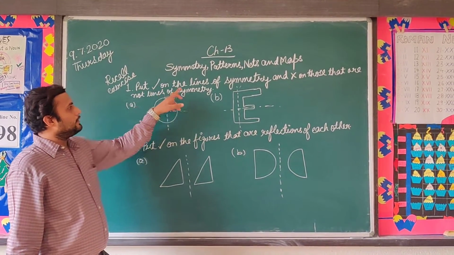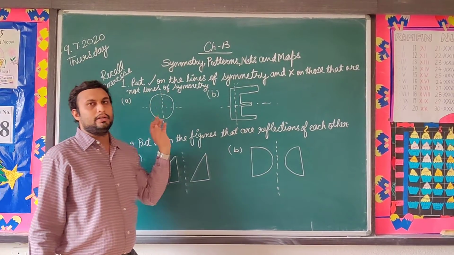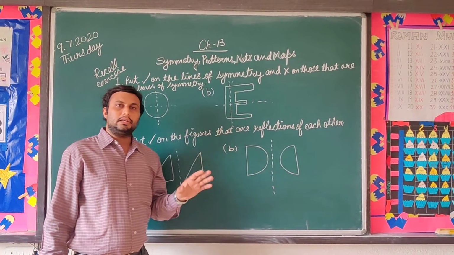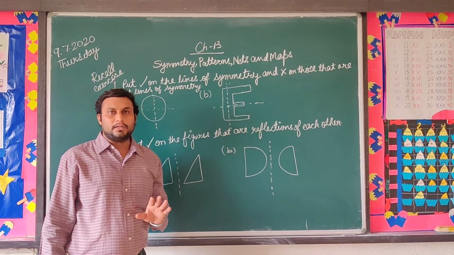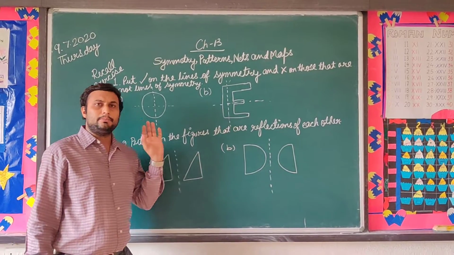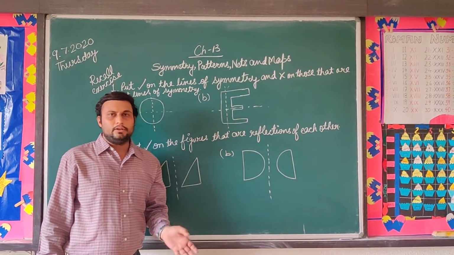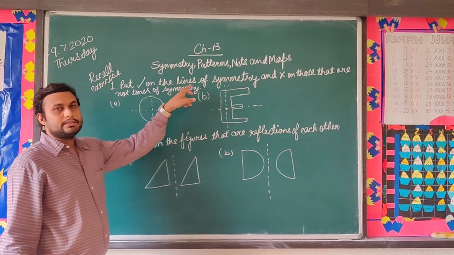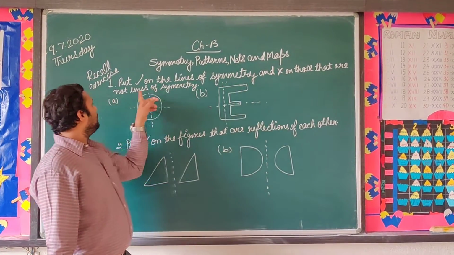So we have just a recall exercise to recall symmetry. Put tick on the line of symmetry and cross on those that are not lines of symmetry. What is the meaning of symmetry? If a shape is there, a symmetric line cuts that particular shape into equal parts. An image or alphabet or any shape has one line of symmetry or more than one line of symmetry. Clear?